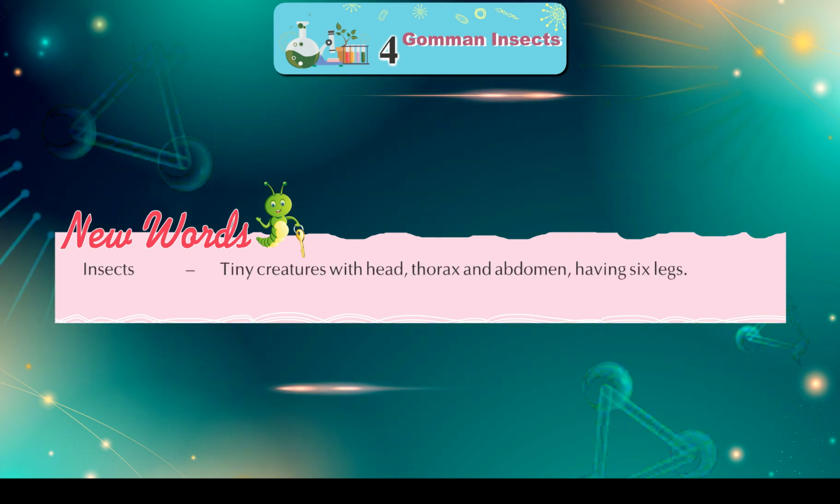New words. Insects: tiny creatures with head, thorax, and abdomen, having 6 legs. Spiracles: tiny holes on the abdomen of insects used for breathing.